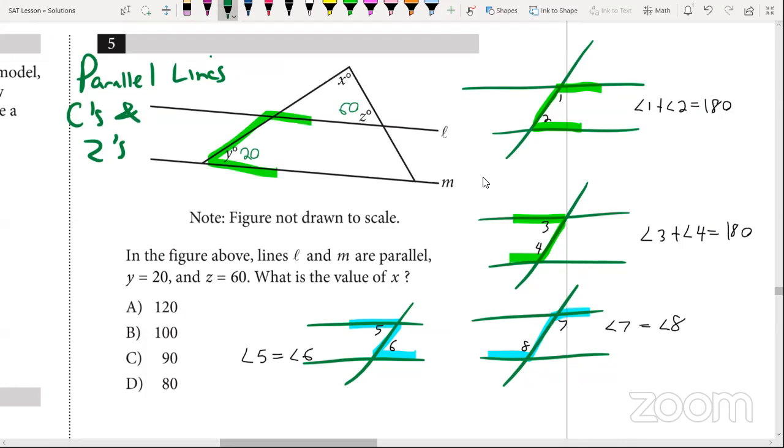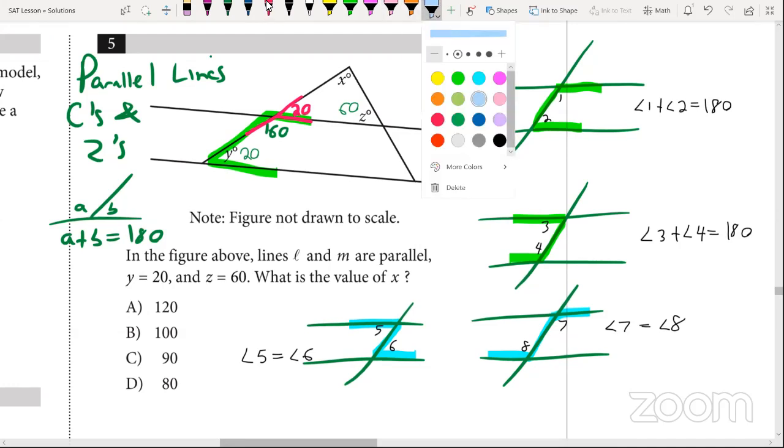So therefore, this has to be 160, because 20 plus 160 is 180. Now, by the way, when you have two angles that form a straight line, in this case A and B, A plus B equals 180. And that's exactly what we have right here. Those two angles are in the same arrangement. They equal 180. So if the bottom angle is 160, the top angle has to be 20 for the two of them to add up to 180.